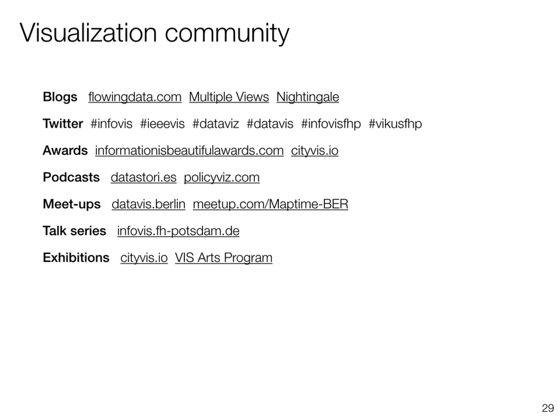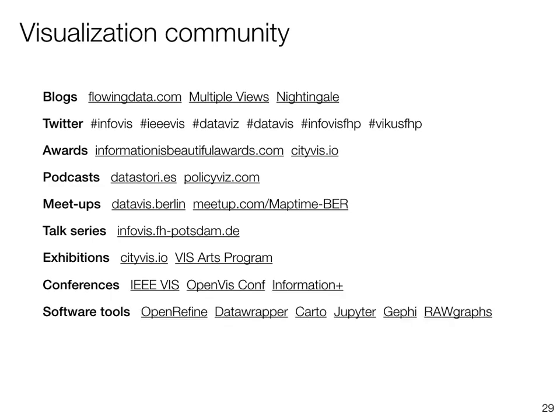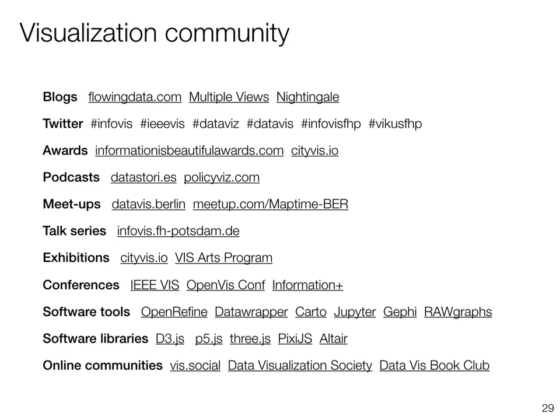There, of course, have also been exhibitions on information visualization and conferences. Many of the software tools are open source, and some of them that are not open source are free to use. There are also many software libraries. We're going to start using Altair in the Jupyter notebooks. And the visualization community has also different kinds of online manifestations that are worth checking out.